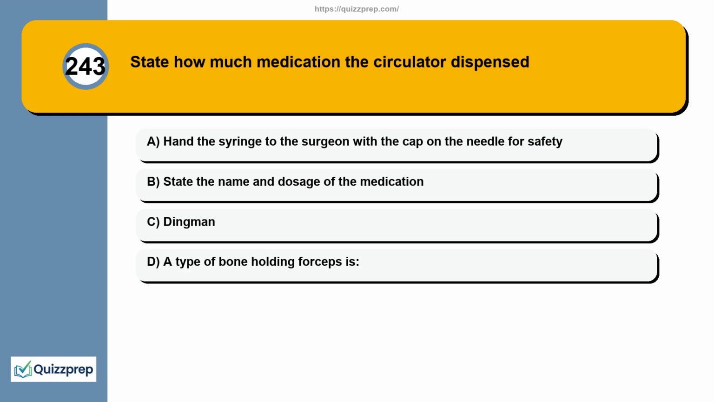Question 243, state how much medication the circulator dispensed. Option A, hand the syringe to the surgeon with the cap on the needle for safety. Option B, state the name and dosage of the medication. Option C, Dingman. Option D, a type of bone holding forceps. The correct answer is option Nan.